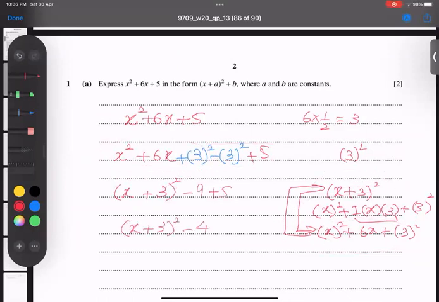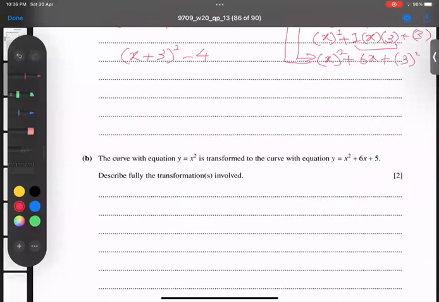So let's go for the next part. The curve with this equation is transformed to this curve. Describe fully the transformation involved, for 2 marks. If we check it carefully, this equation and this equation are perfectly the same, just the form is changed. I got completing square. So in short, x square transformed to x plus 3 whole square minus 4.